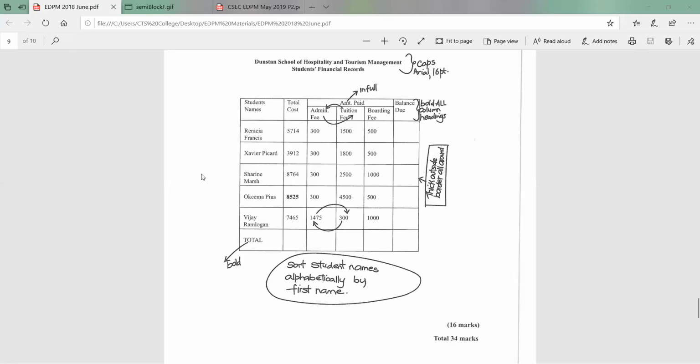Do you know that the admission, tuition, boarding fee, they're all fees in one. That's right. So the total cost is like buying it. And the total cost minus all the amounts paid, which would be your fees. Very good.